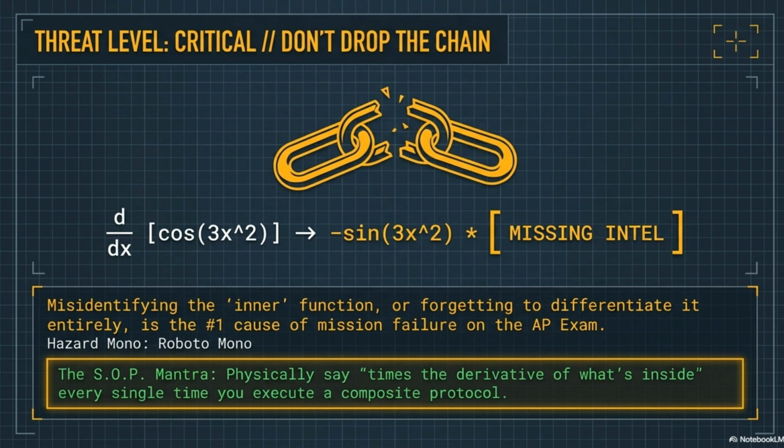Be advised of a critical threat level. Don't drop the chain. Misidentifying the inner function, or forgetting to differentiate it entirely, is the #1 cause of mission failure on the AP exam. When taking the derivative of a composite function, if your missing intel leaves off the final piece of the equation, your answer is compromised. Adopt this standard operating procedure mantra. Physically say, times the derivative of what's inside, every single time you execute a composite protocol.